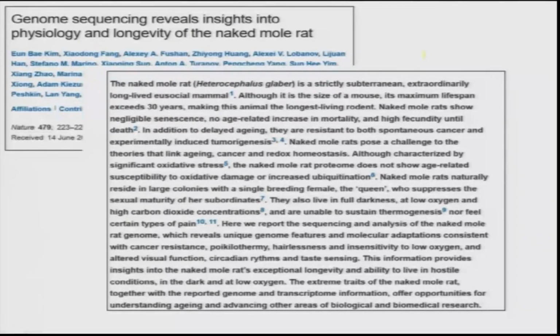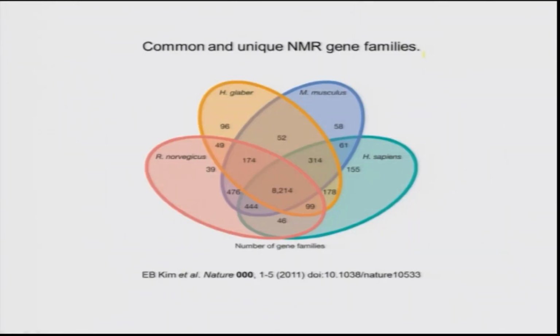Circadian rhythms and taste sensing are all compromised because you don't have the daylight, so the circadian rhythm that you normally see in mammals is all altered here. So this information provides insight into the naked mole rat's exceptional longevity, and its ability to live in hostile conditions in the dark and at low oxygen levels, right. So you can understand how the genome functions, what it really means, how this animal becomes so successful, and possibly it could help us in advancing our own biomedical research.